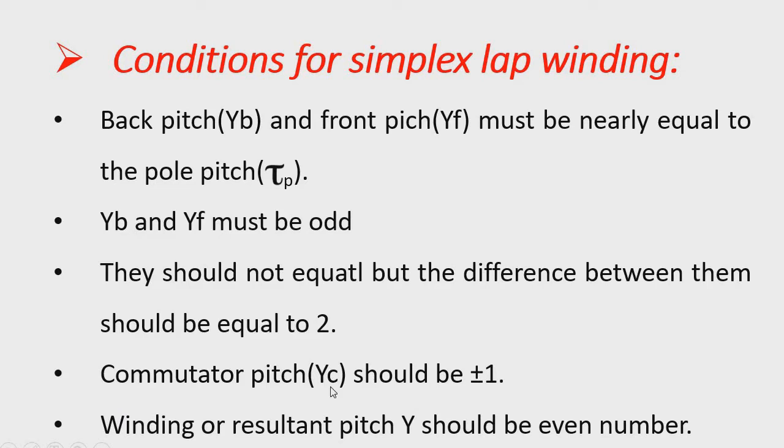Then the question arises: what is the progressive winding and what is the retrogressive winding? If the winding progresses in the direction from left to right, then it is called progressive winding. And if the winding progresses in right to left direction, then it is called retrogressive winding. So the last condition is that the winding or resultant pitch Y should be an even number.